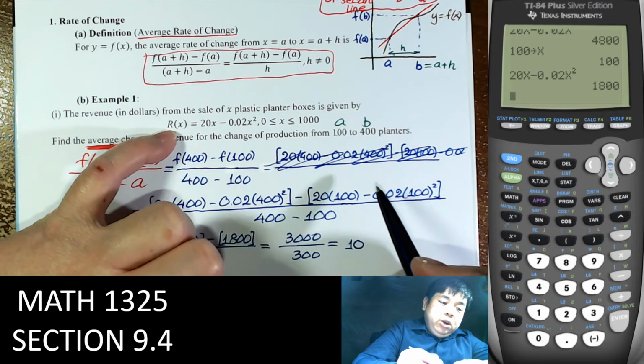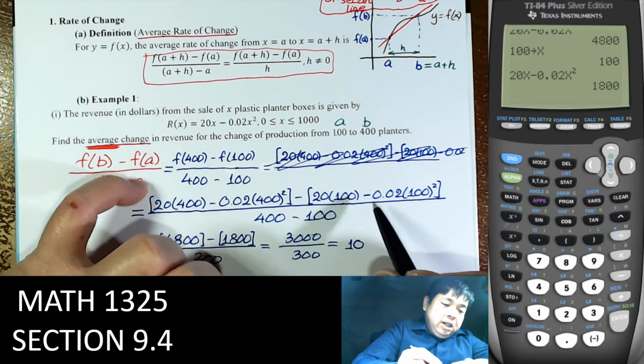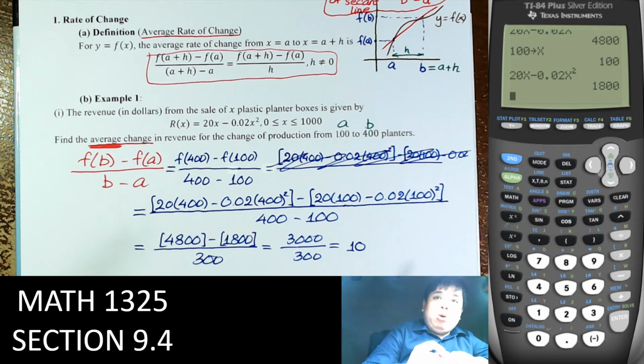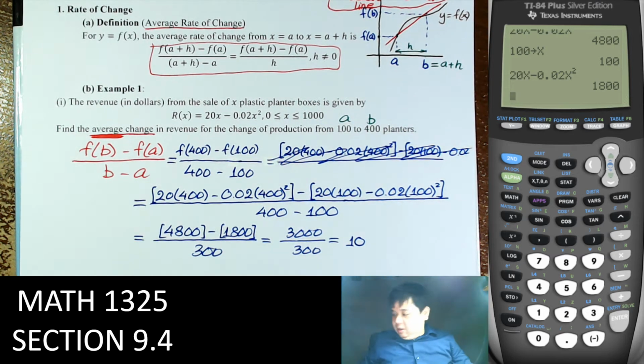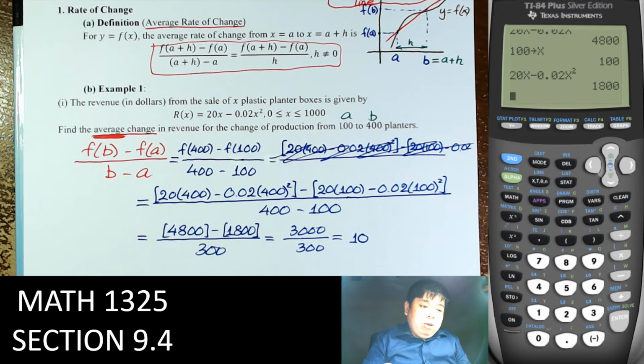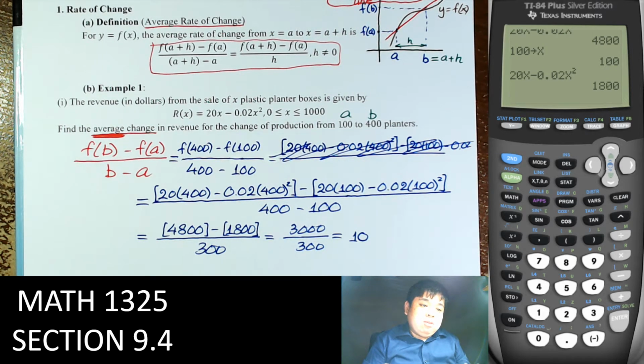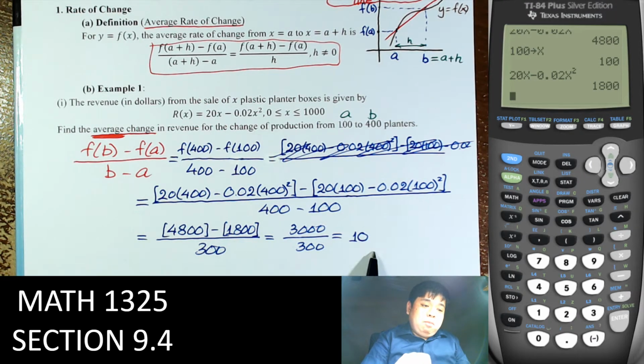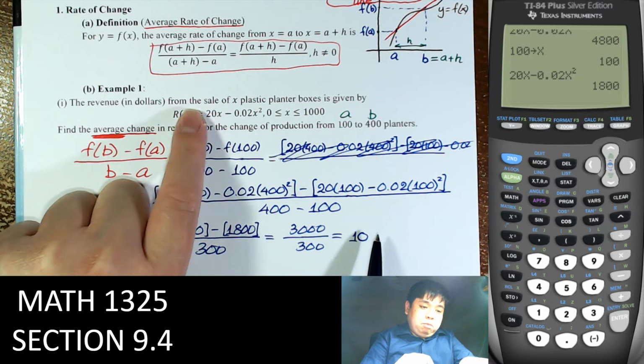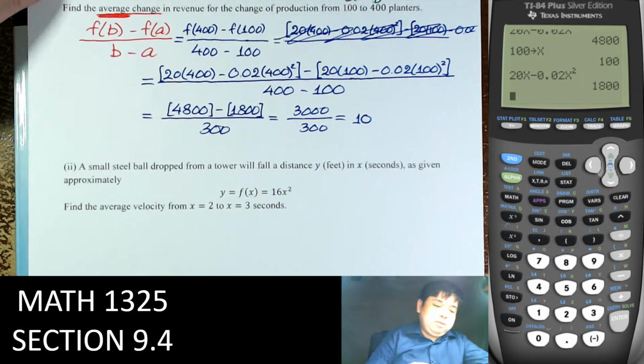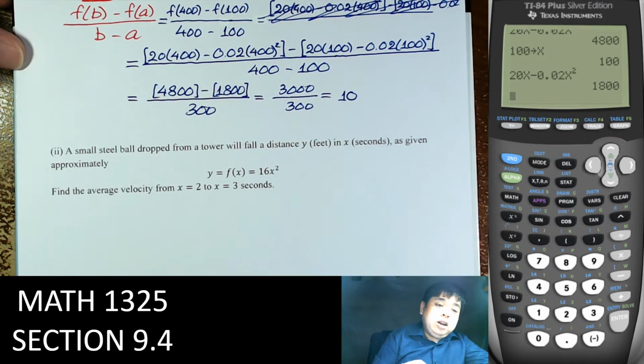That means the revenue is increased by $10 when we produce one more. So I should say from 100 to 400, on average, revenue is $10 each. So the unit is dollars per unit. So that is the average rate of change.